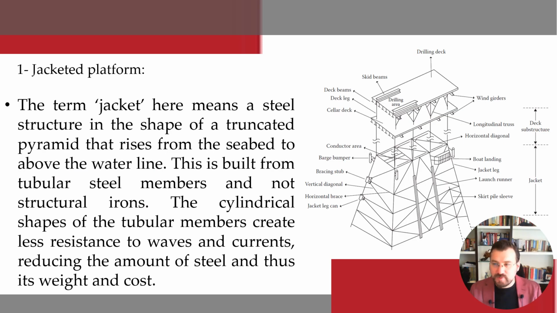We will talk about the jacketed platform here. First of all, the term jacket we have to explain. The term jacket here means a steel structure in the shape of a truncated pyramid that rises from the seabed to above the water line. This is built from tubular steel members and not structural irons. The material is steel instead of iron, keep it in your mind. The cylindrical shapes of the tubular members create less resistance to waves and currents, reducing the amount of steel and thus its weight, also its cost as well.